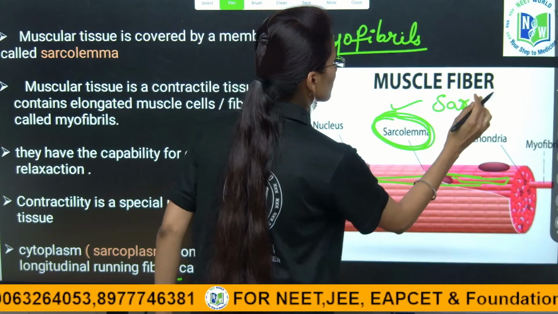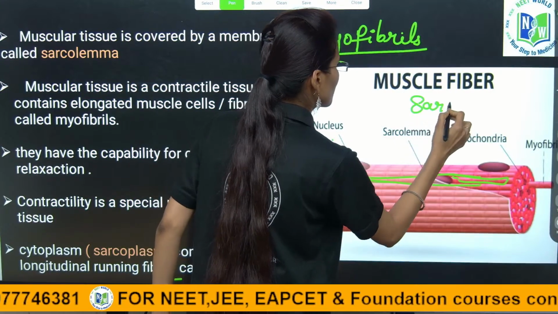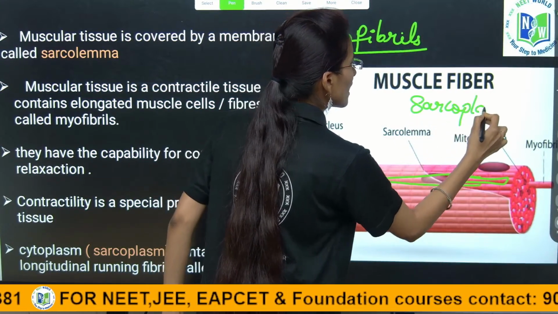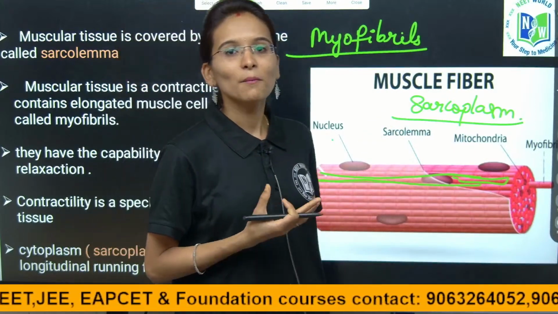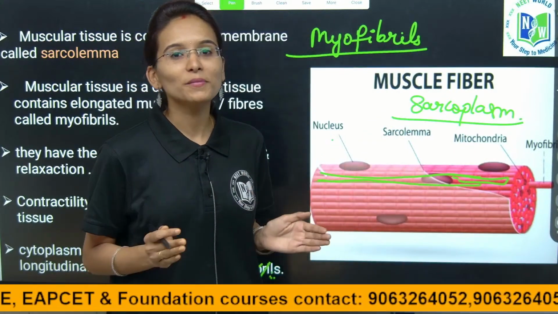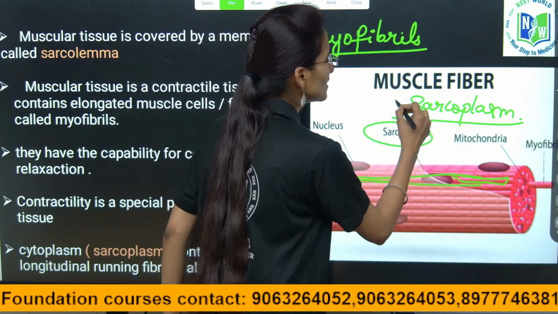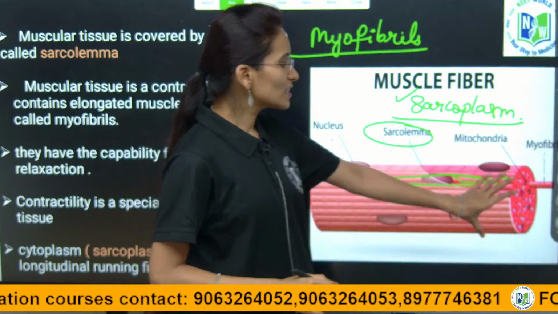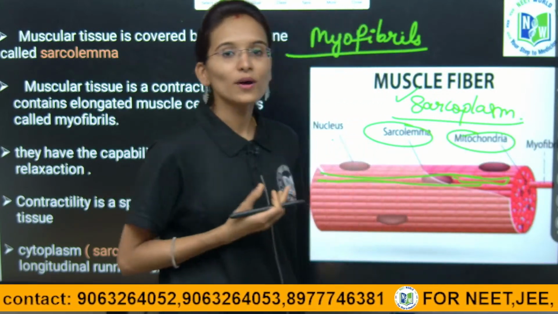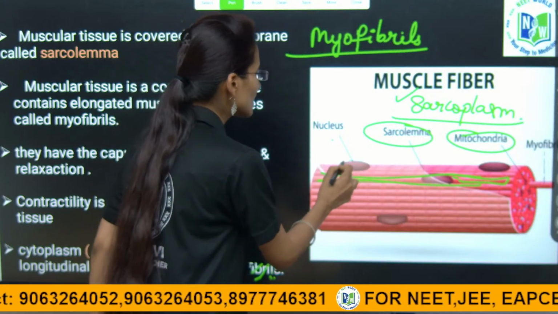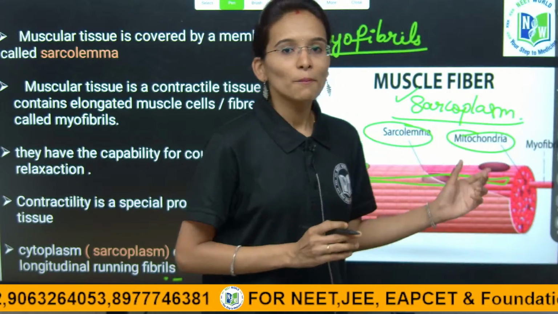Sarcoplasm is the cytoplasm present inside the muscular tissue, and the plasma membrane of the muscular tissue is called the sarcolemma. The sarcoplasm contains mitochondria, which provide energy, and here is the nucleus. This is just the simple structure of the muscular tissue.